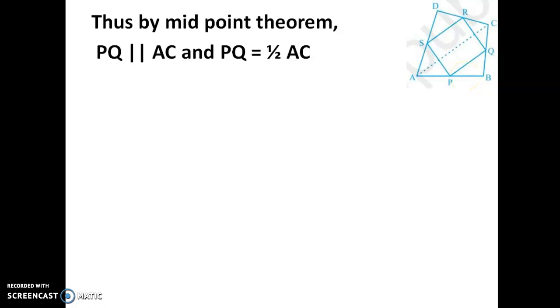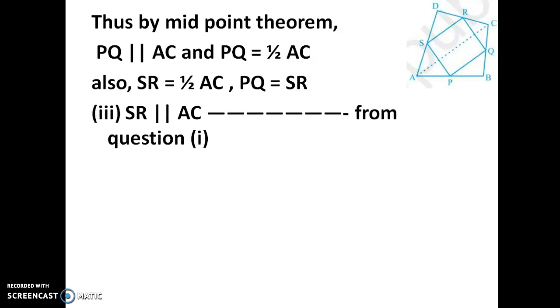So on the RHS of both the triangles, we can say that half of AC is the same. By that we can say that PQ is equal to RS. Understood? Because on the RHS of both equations we have half AC, so on the LHS we can equate them. That is, PQ is equal to RS.